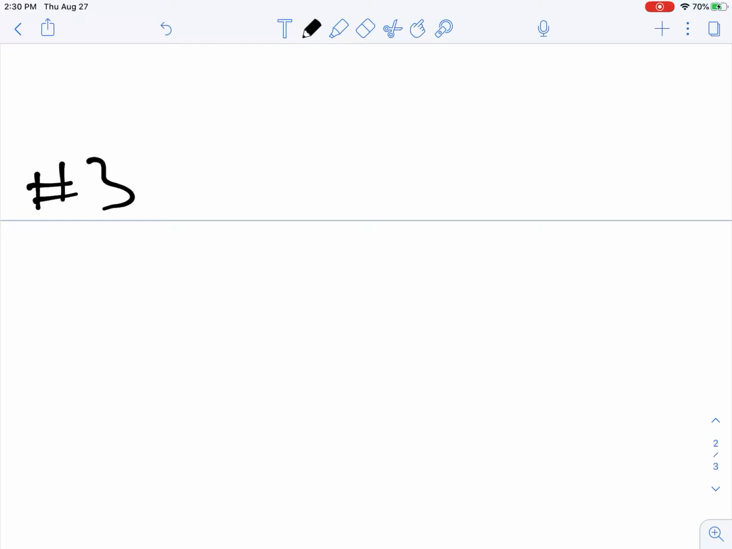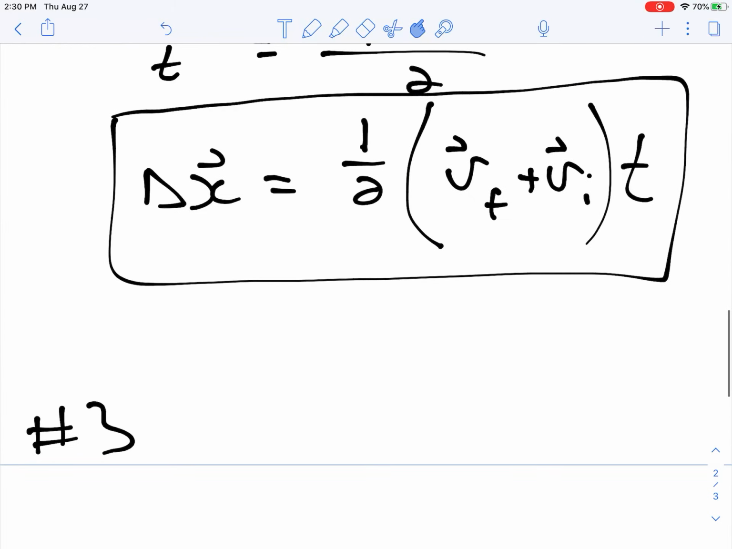Number 3. For number 3, I'm going to start off with the previous equation.